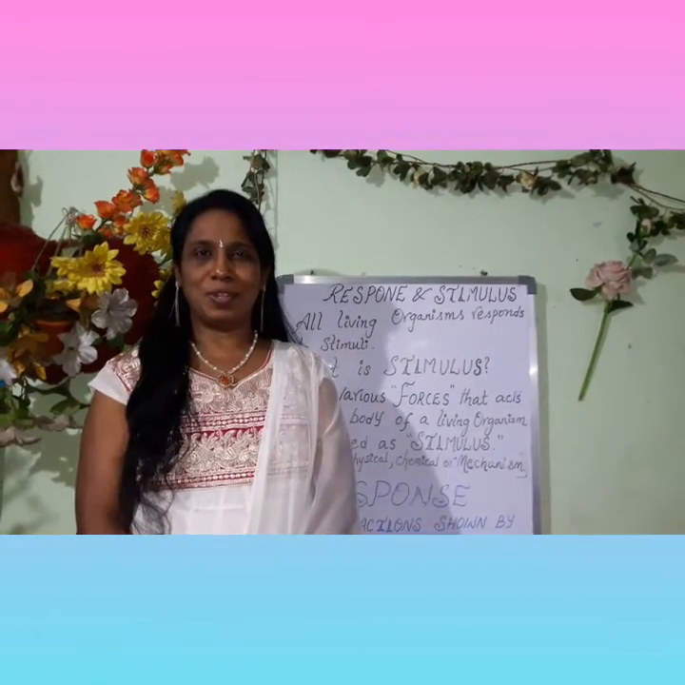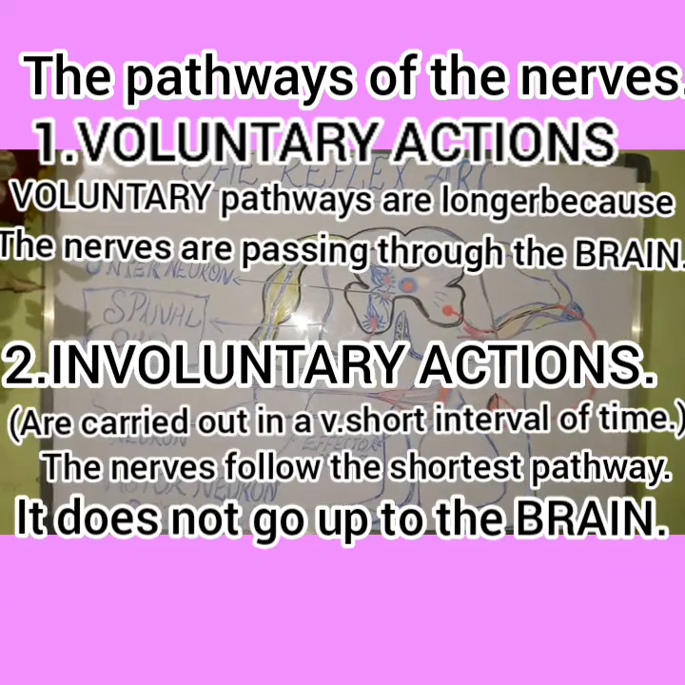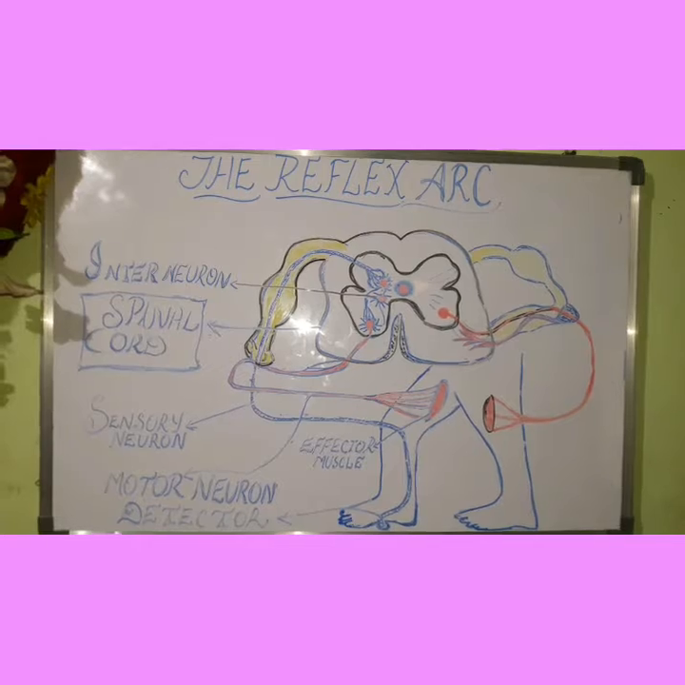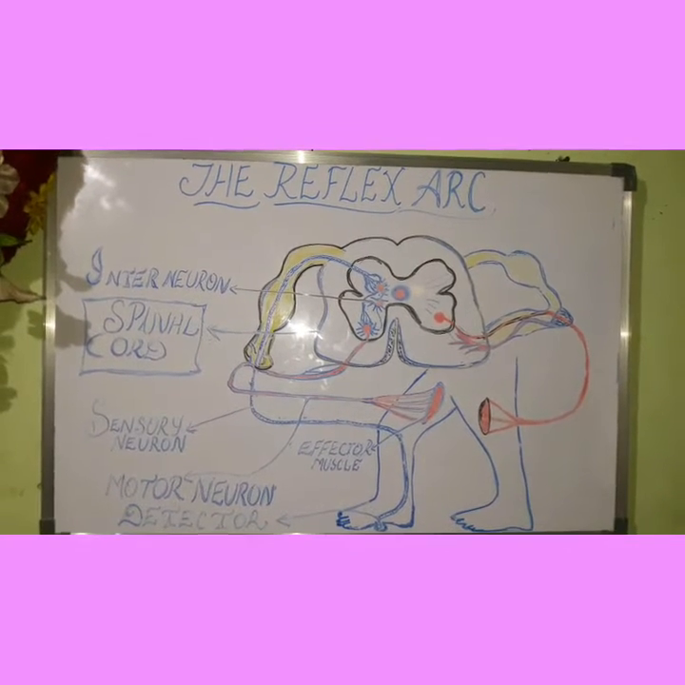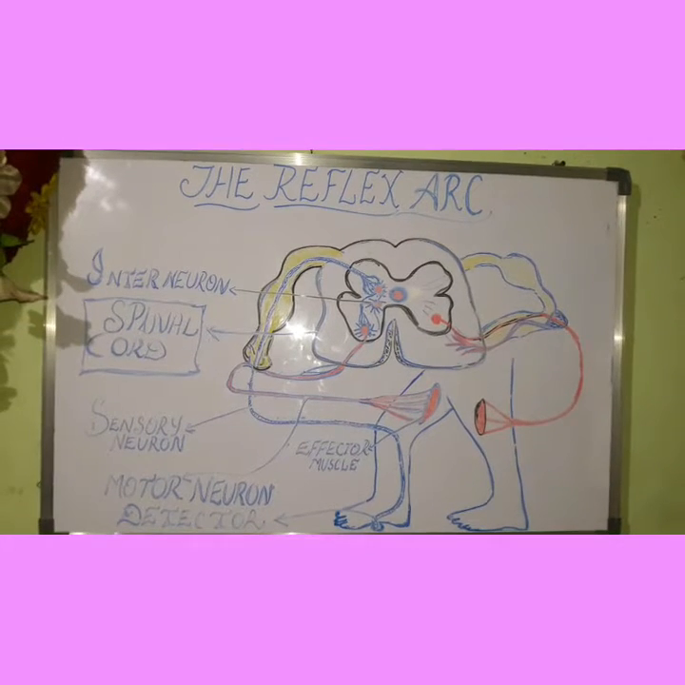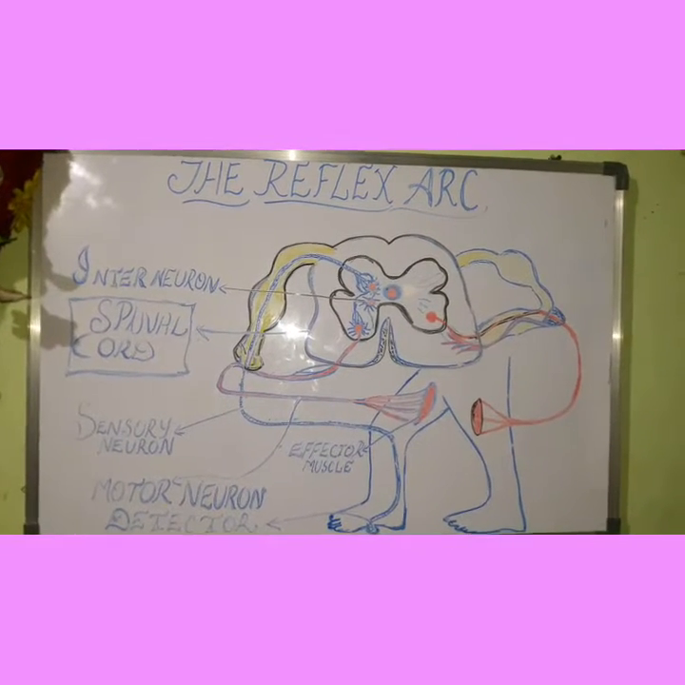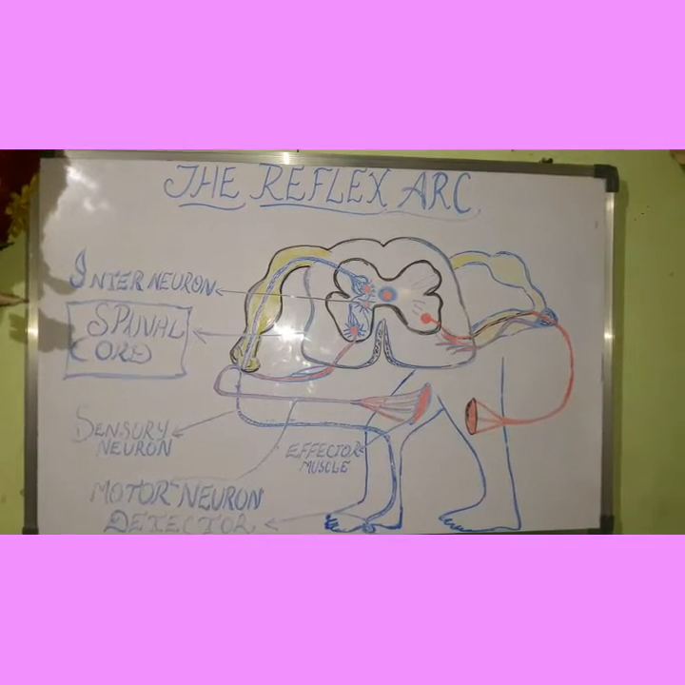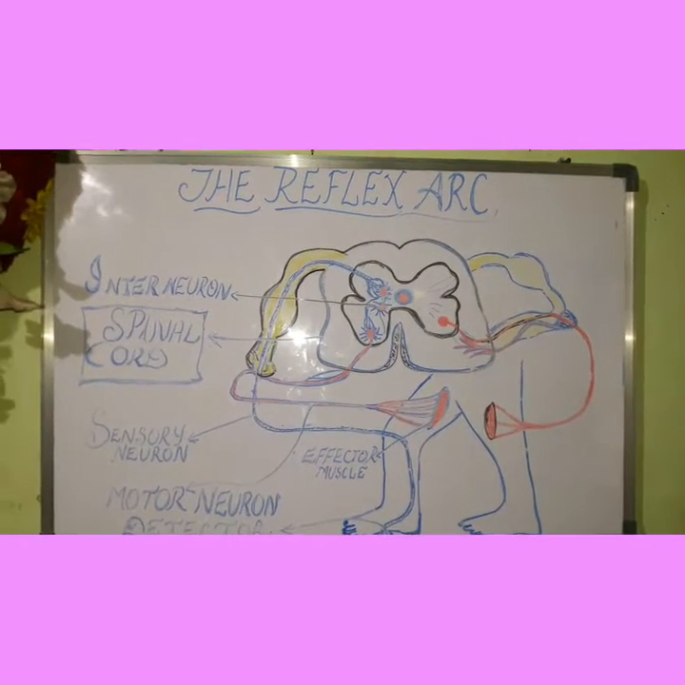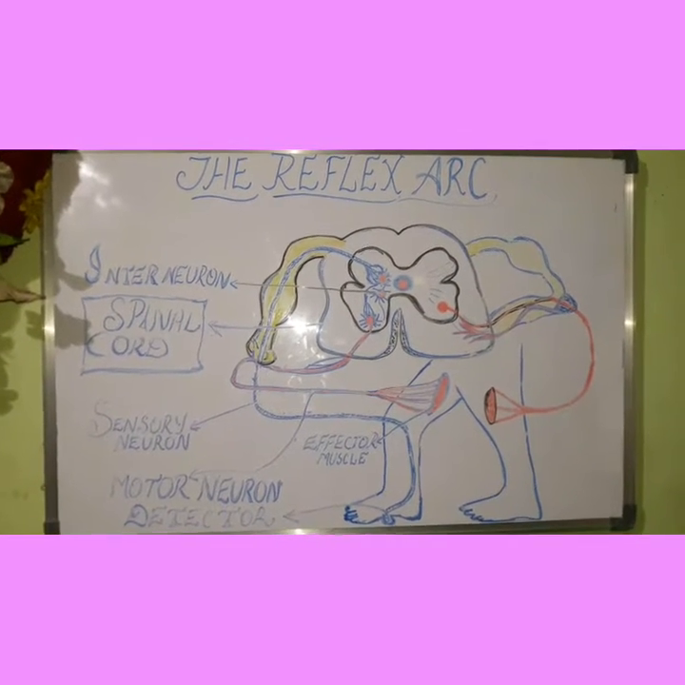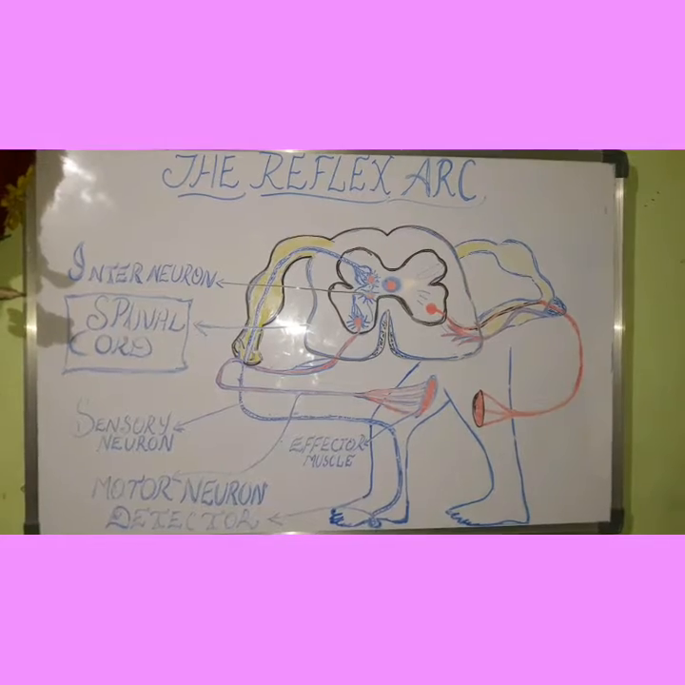Living organisms respond to stimulus. The actions which are involuntary have to be carried out in very short intervals of time. The pathway that nerves follow is a very short one. It does not go up to the brain, while voluntary pathways are usually longer, passing through the brain.